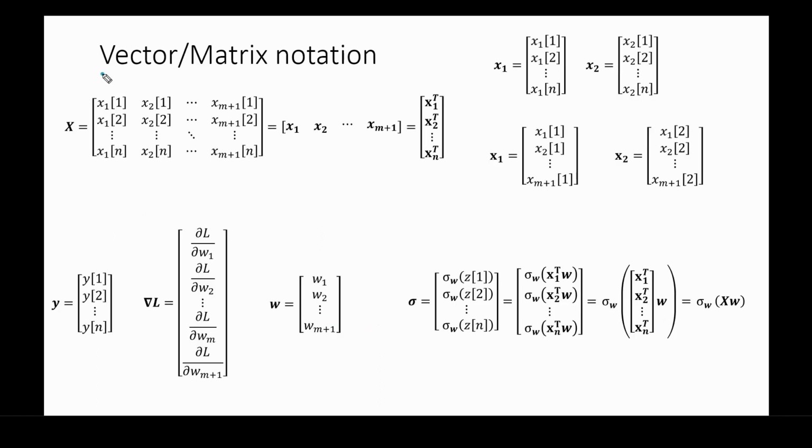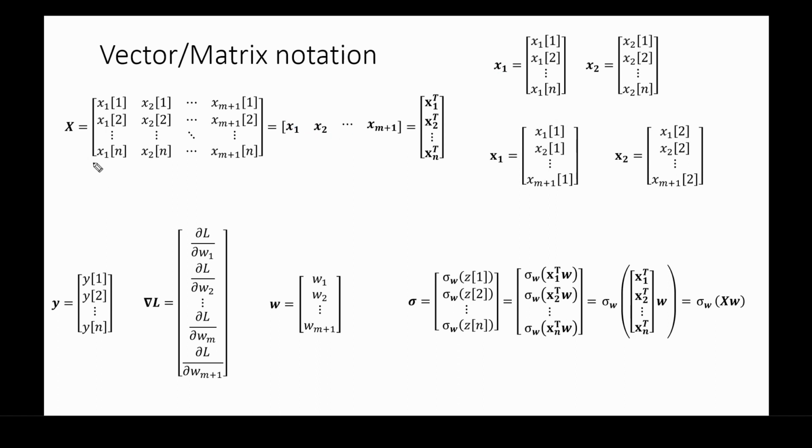When we talk about vector and matrix notation, the convention is to use a bold symbol. A capitalized bold symbol represents a matrix, and a lowercase bold symbol represents a column vector. So we can represent our inputs as a matrix X, where each column represents a feature. Column number 1 is feature number 1, column number 2 is feature number 2, and each row represents a sample. Row number 1 is sample number 1, and row number 2 is sample number 2.